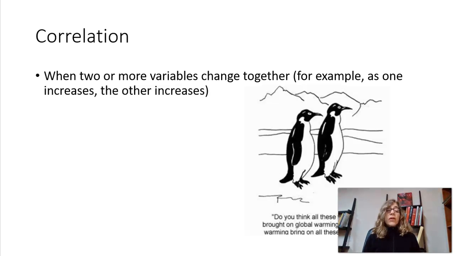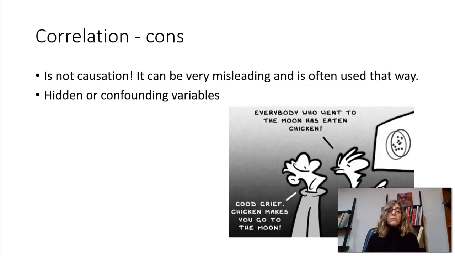Correlation is when there is a relationship between variables. Remember, a variable is a thing. So there's a relationship between two or more variables, in the way that when one changes, the other changes. So for example, if one increases, the other increases. If one decreases, the other decreases. So let's look at some more pieces about that.